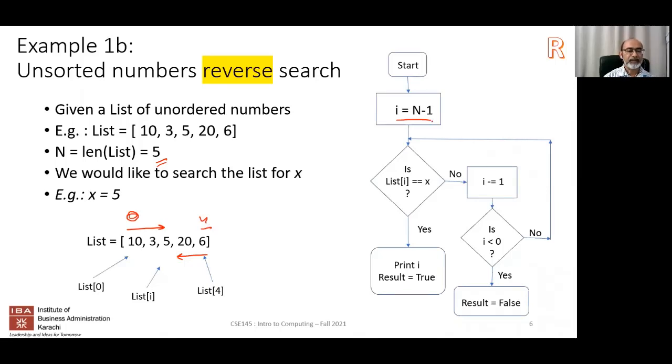So we start from i equals n minus 1, and we compare it and we decrement it. So this was the decrement operator in Python. And if it is less than 0, we basically say that we haven't been able to find this number, and we print out the result, and we give the result as false. So this was last week's lecture.